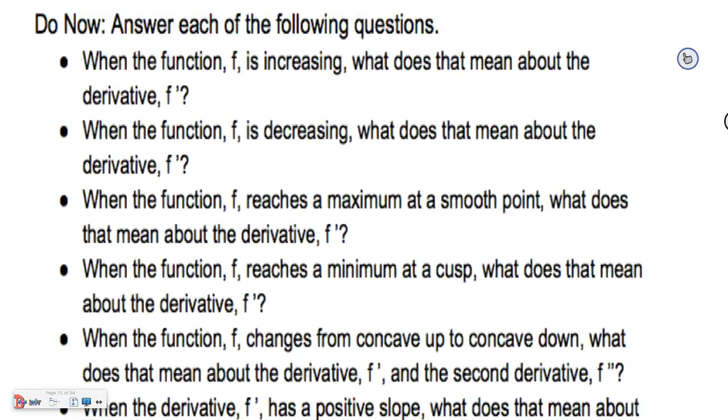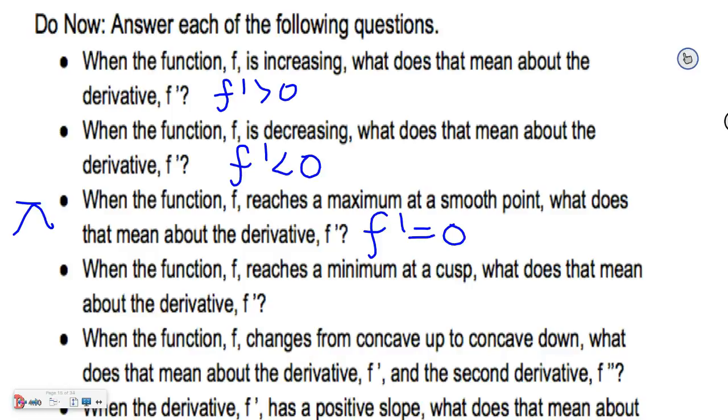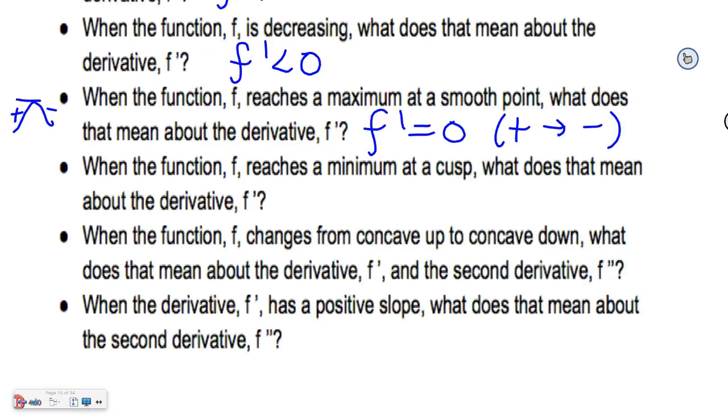Next up, we'll answer a couple of these questions. When a function f is increasing, what does that mean about the derivative? It's going to be positive. When a function f is decreasing, what does that mean about the derivative? It's going to be negative. When a function f reaches a maximum at a smooth point, what does that mean about the derivative? It's going to equal 0 there. It's also going to change from plus to minus on both sides because I reached a maximum. Increasing to decreasing means the derivative will change from positive to negative there.